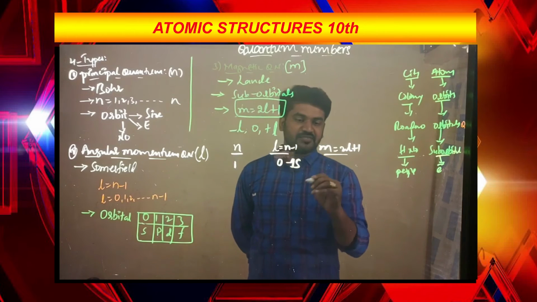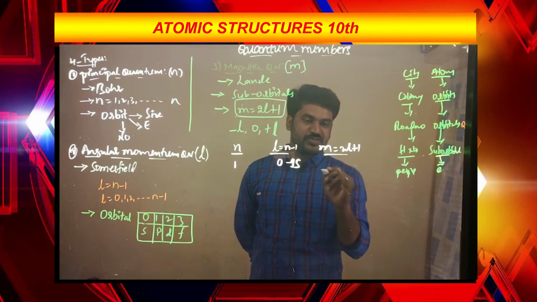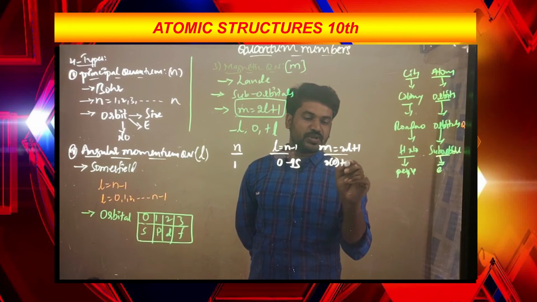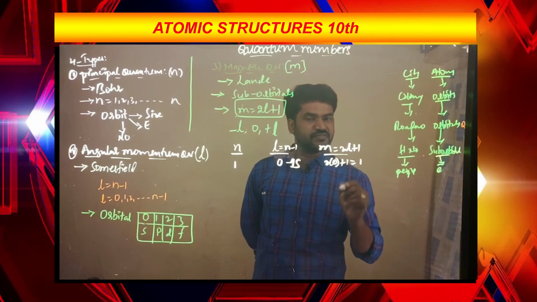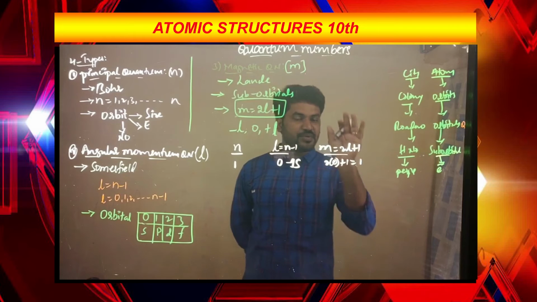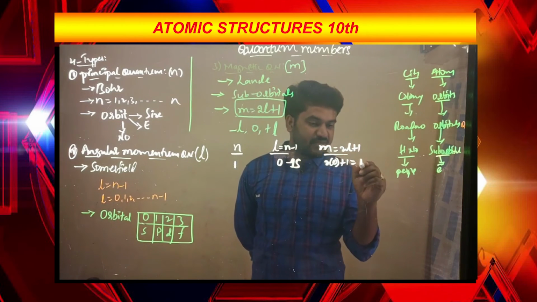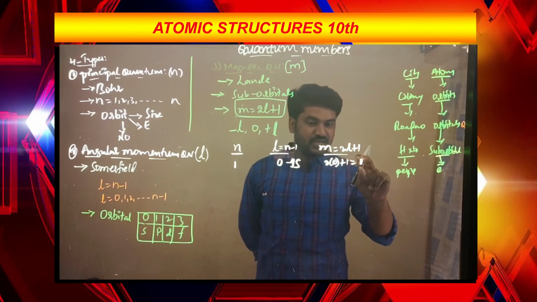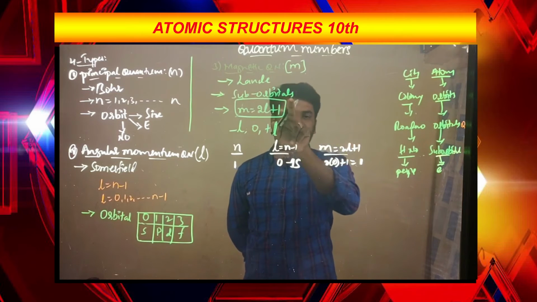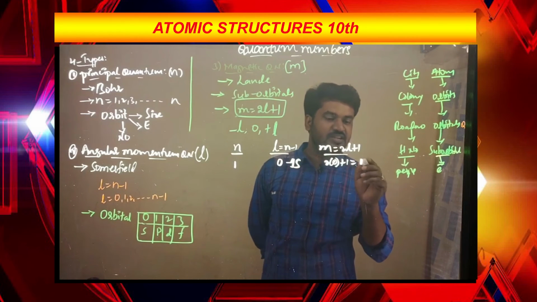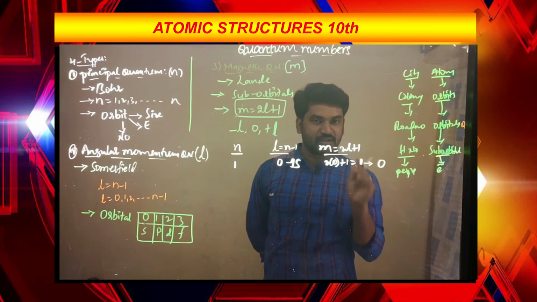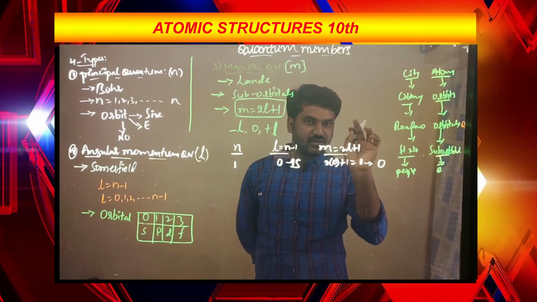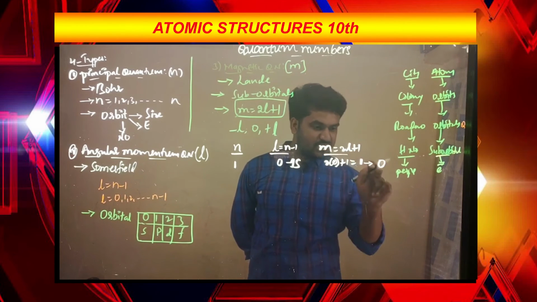We'll write m values. M values depend upon l, 2l plus 1. The l value here is 0, so 2 into 0 plus 1, which is 1. Only one value we should write. Remember, writing 1 means one suborbital value. M gives the information about suborbitals. We are writing one suborbital here, and that I am writing as 0. One quantity, and that quantity is 0.